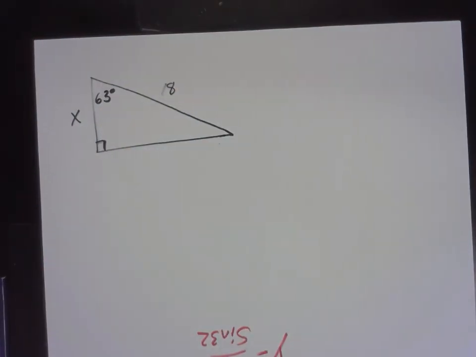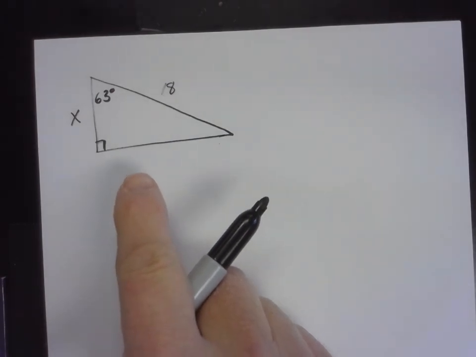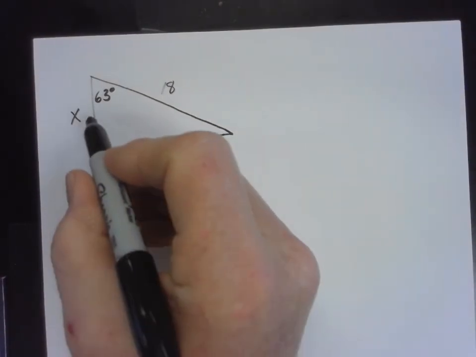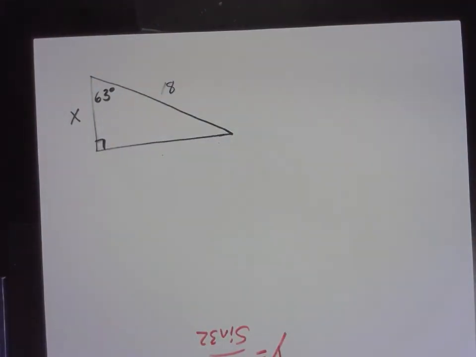Now, before I said we could always use tangent and then use the Pythagorean theorem, but in this case, could we use the tangent? No, because we don't know the opposite or the adjacent, do we? Okay, so you can't always just use the tangent and then use the Pythagorean theorem to work your way around.